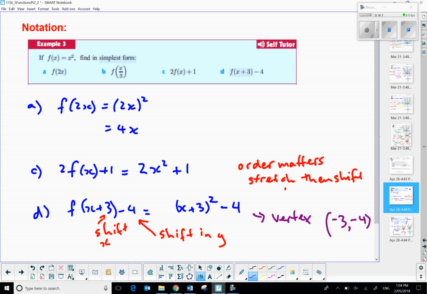Anyway, so have a look at that. We're going to do more of these in class. And the exercises to do with this are this sort of notation.